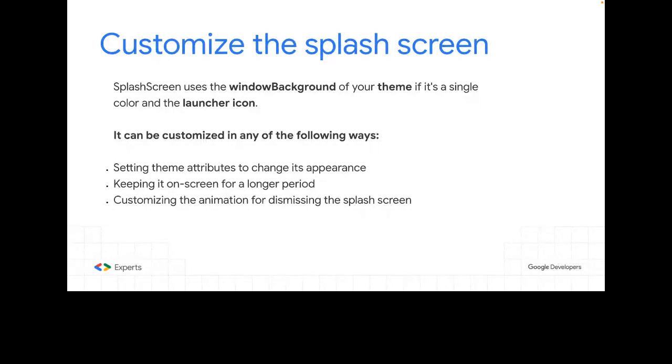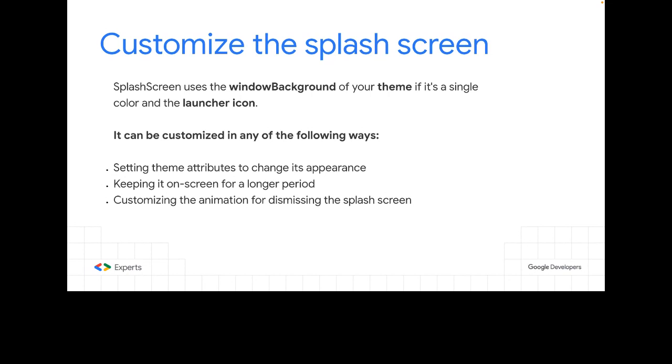So now we will see how we can customize the splash screen. As I told you, it uses the window background from the theme and the launcher icon by default. The first component, in the case of Gmail, is the Gmail icon you see there. And there are various options for how we can customize it.